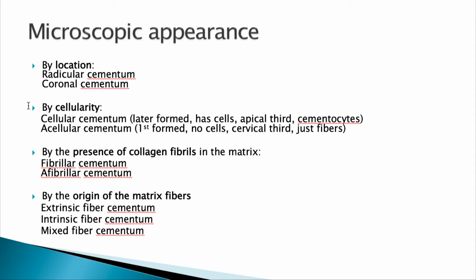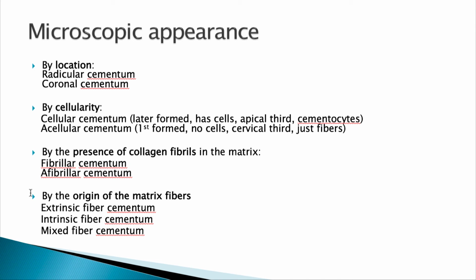If we define things by cellularity, we have cellular cementum, which is cementum that contains cementocytes and lacunae within the cementum matrix. Acellular cementum, on the other hand, is cementum without any cells within its matrix. If we define cementum based on the presence of collagen fibers, we have fibrillar cementum, which is cementum with a matrix that contains well-defined fibrils of collagen, or afibrillar cementum, in which we have cementum that is devoid of detectable collagen fibrils. Instead, the matrix tends to have a fine granular consistency.